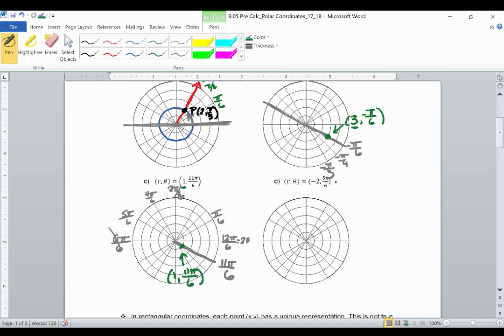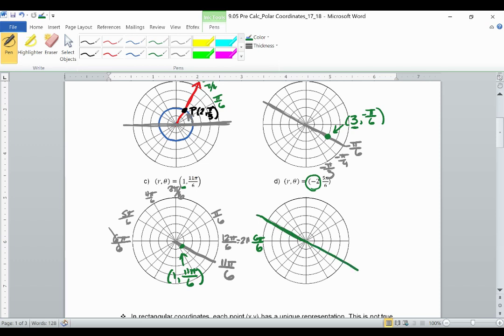And then the last one, we're going to find 5 pi over 6. So first I'm going to say, well, where is 6 pi over 6? I know 6 pi over 6 is over here. So I'm going to go 1 less than that. So that gives me 5 pi over 6 here. But this time, our r value, our directed distance, is negative. So instead of being 2 rings out here, I'm going to actually extend this line.